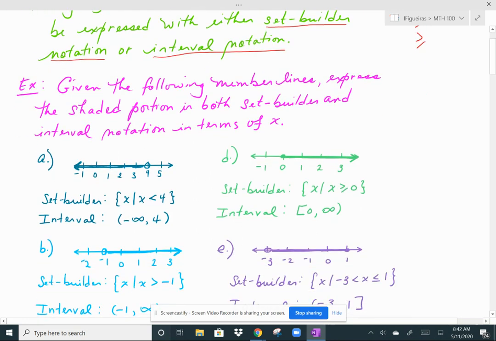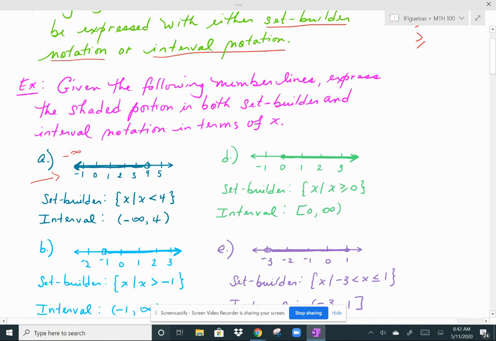So here's our examples. Given the following number lines, express the shaded portion in both set builder and interval notation in terms of x. So what that means is we're going to let everything that you see that's shaded be represented by the variable x. So you can see here that this number line is shaded to the left of 4. And the further you go left on a number line means that your numbers are getting more and more negative. So this arrow means that it's approaching negative infinity.